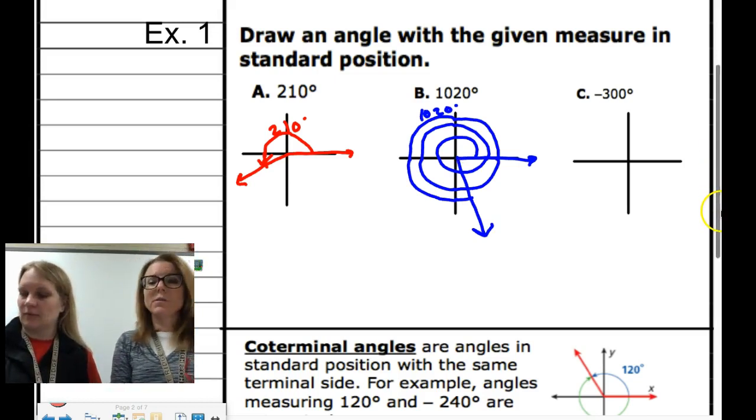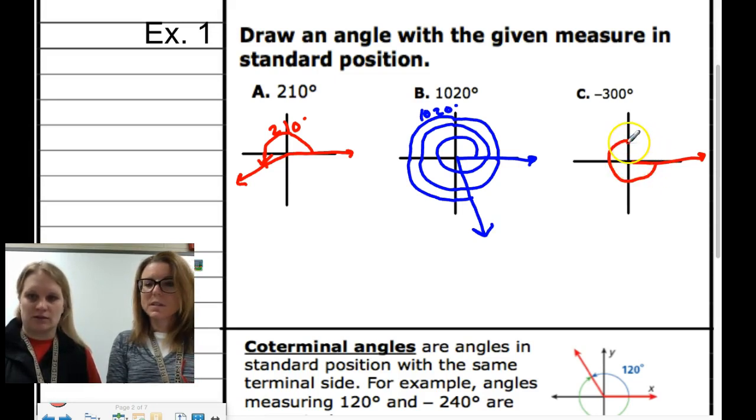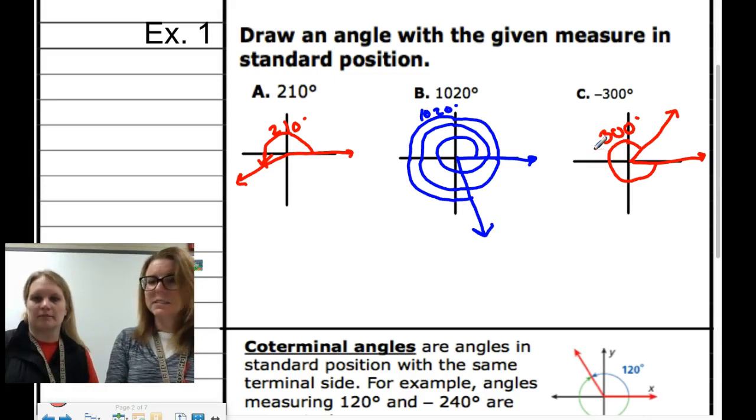Negative 300 now. Now we want to go the opposite way. We're going to go the other way, so let's start with our initial side. This is 270. All the way down would be 360, so we don't want that much. We're just going to go a little more and call that good. So this is negative 300 degrees. Exactly. That's easy enough.